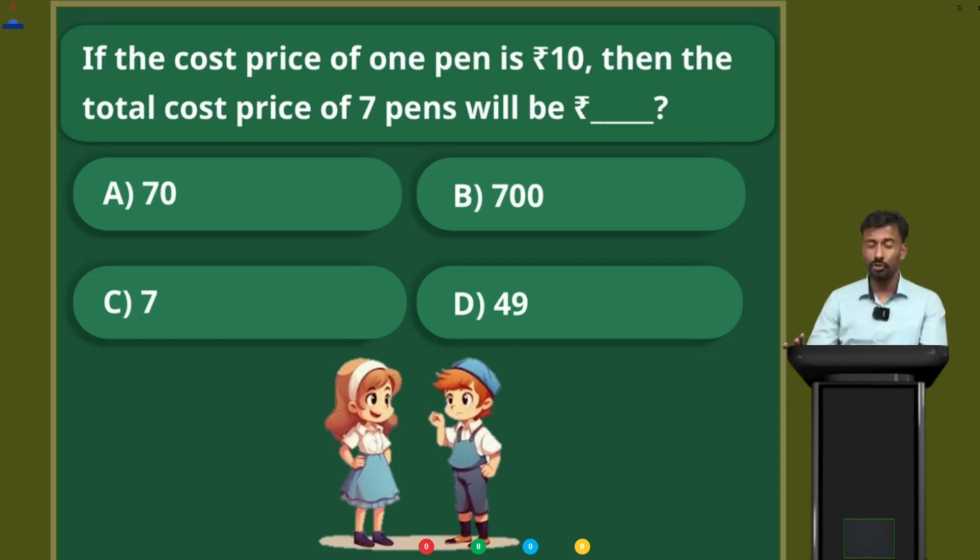Fine. So some of the students are absolutely brilliant. They found the exact solution. So now look, the cost price of one pen is equal to rupees 10. Just one pen.